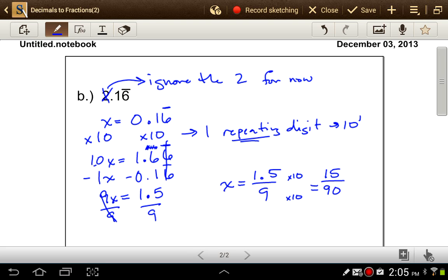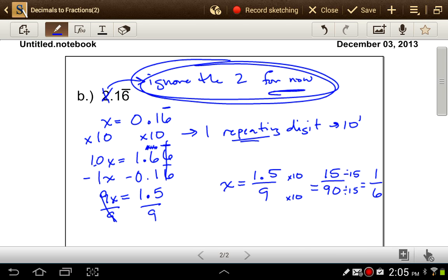Now I can reduce that. 15 actually goes into both of them. So I'm going to divide both sides by 15, and you're going to get 1/6. Now look at my final answer. We ignored the 2 for now. Now I'm going to stop ignoring it. So my final answer is 2 and 1/6. And it's just happenstance that it happens to be 1/6 and it's the 6 repeating. So that doesn't happen all the time. This is a unique situation.